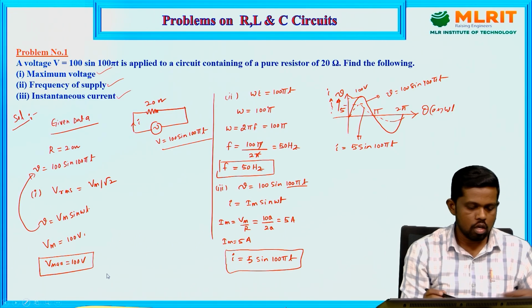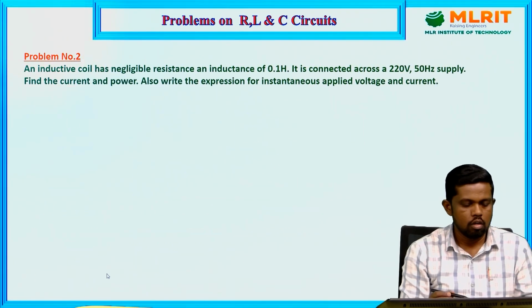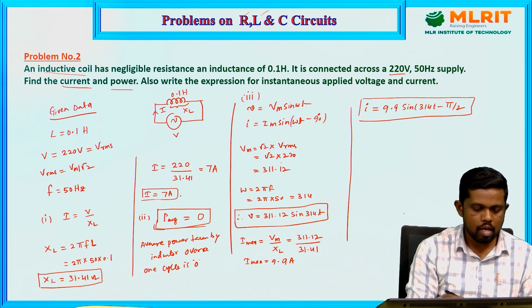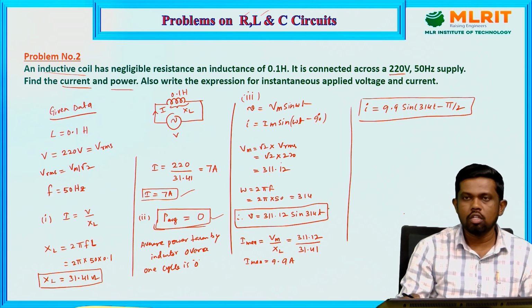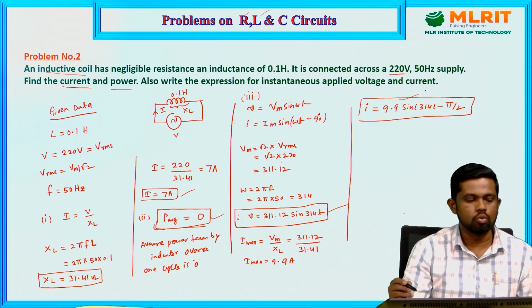So we have done that value as 7 ampere. Then asked about the average power, that is P equal to 0 we got. Then the instantaneous value of voltage and current, these two.